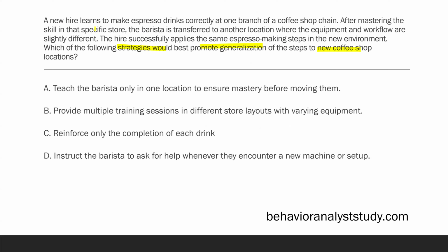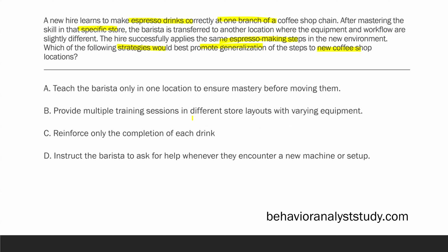What do we know? We know the hire is trying to make espresso drinks at one branch, which is great, but we're trying to generalize that. So we mastered the skill in that store. The barista then goes to another location and applies the same steps in the new environment. So that's great. It already seems like generalization is occurring. So if we want to continue that and promote generalization, what strategies might we use?